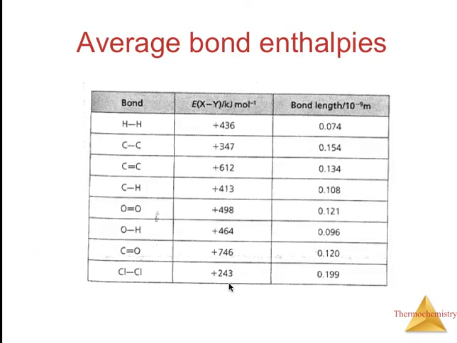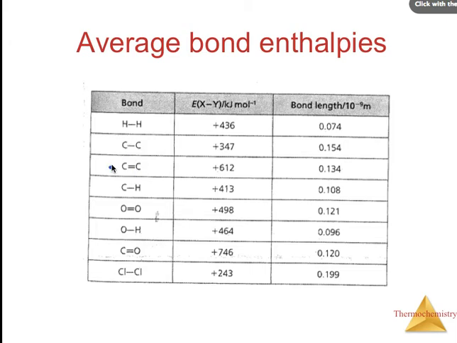This is what a table looks like for average bond enthalpies. It tells us here that for the bond H to H, a single bond, it's going to take 436 kilojoules per mole to pull that apart or to break it. For a carbon-to-carbon single bond, it's 347 kilojoules per mole.